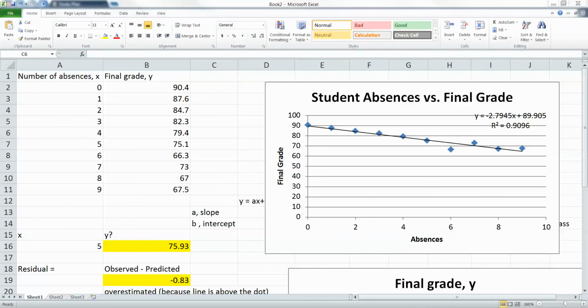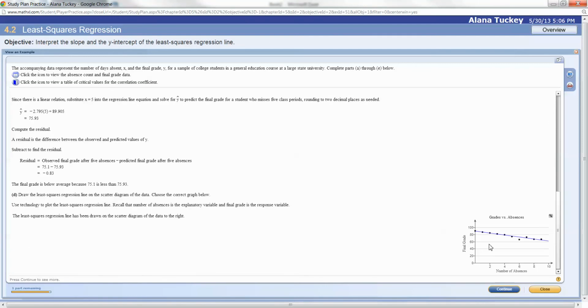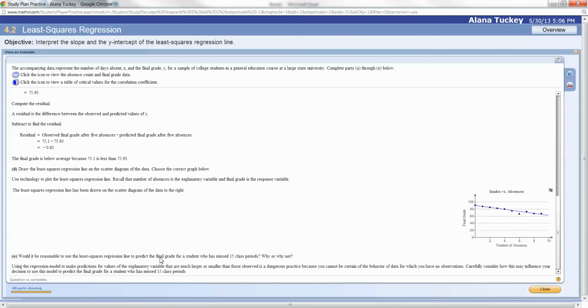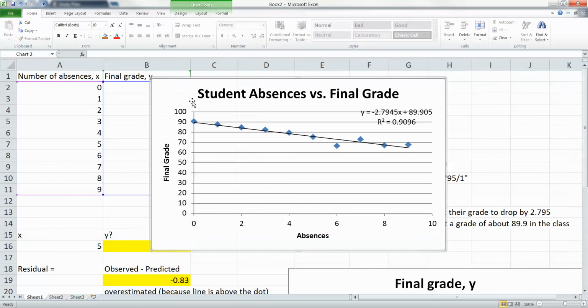All right, let's make sure that there's nothing else that we need to cover. So we've shown the graph. There it is. It matches ours. Beautiful, marvelous. Would it be reasonable to use the least squares regression to predict for 15? Well, that's getting a little bit ahead of yourself. So the thing is, you don't want to go too far in the future.